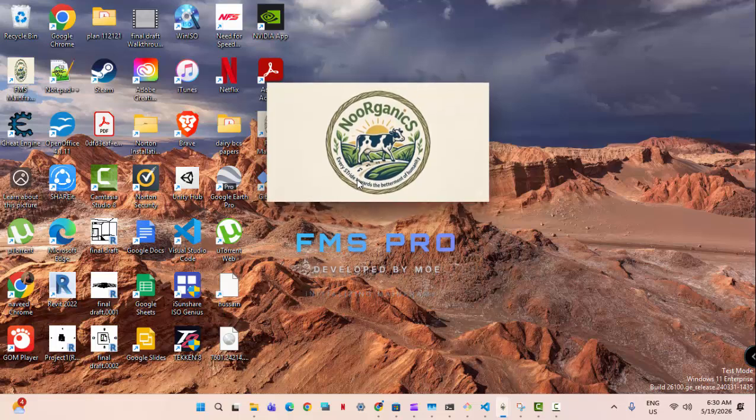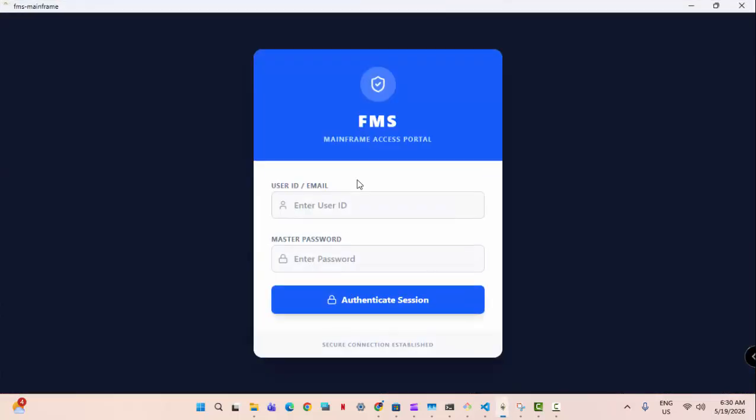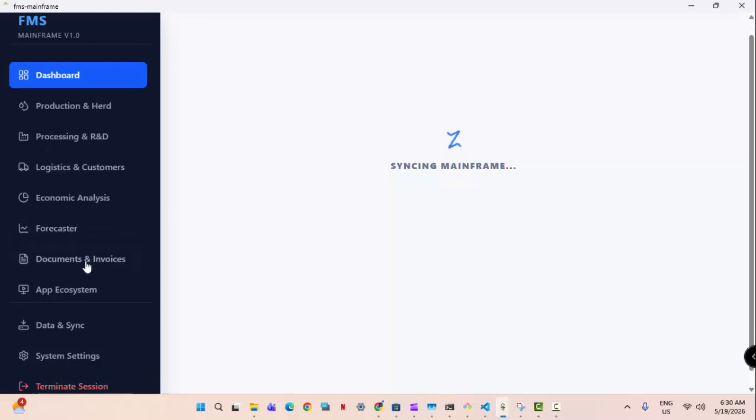Welcome to the central nerve center of the platform, the NooRganics Farm Resource Management Mainframe, developed to handle complex relational processing and global business economics. This desktop application serves as the core administrative hub that pairs with our lightweight mobile edge clients.